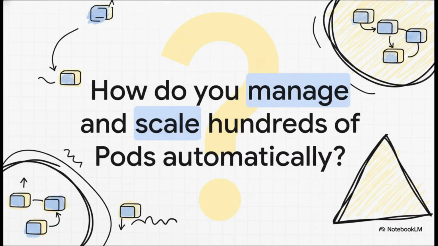So, there you have it. You've mastered the atom, the fundamental building block of Kubernetes. You know what a pod is, why it exists, and how to create one. But a single pod is just the start. The real magic, the real power of Kubernetes comes from the controllers that sit on top of pods, managing them for you, scaling them, healing them, updating them automatically. The question is, how do you go from 1 pod to 1,000? We'll get into that in our next explainer.